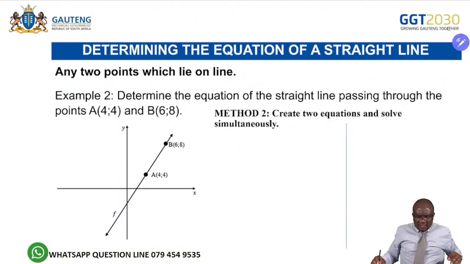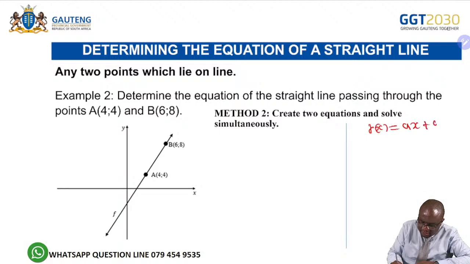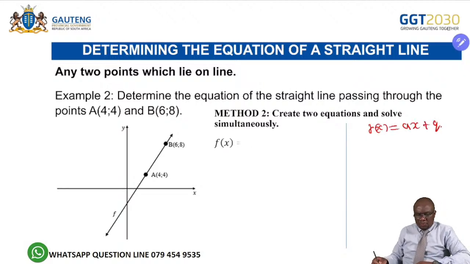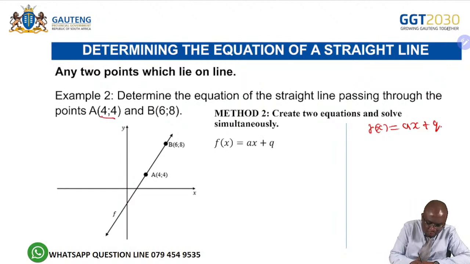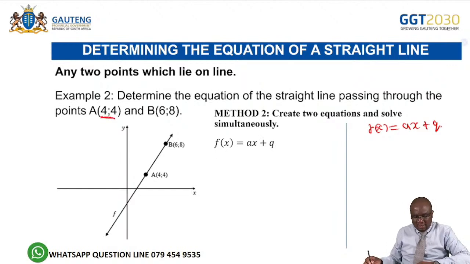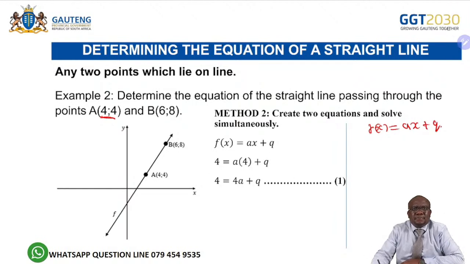Okay, right. Now, let's create equation 1. Remember, our equation is f of x is equal to ax plus q. You see that? So, we are going to substitute. Where there's x, we'll put 4. Where there's y, we put 4. And then we have something like this. This is our equation number 1. Okay, copy that. Copy equation 1. You can copy equation 1, then we move on.